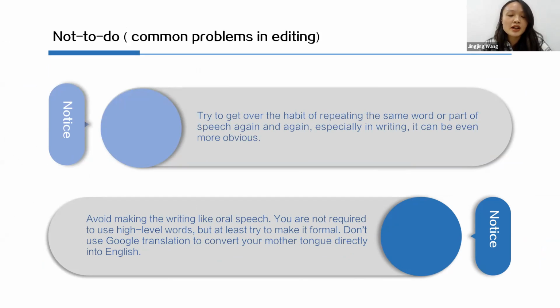Something like this can be unconscious, and some people may be aware of it. This happens more often in oral speech. Like me, myself, maybe I have a problem like this, repeating the same word like "then" too many times. But when it is in a paper, it can be even more obvious and make your paper weird, especially when the repeated word is not so common. So try to avoid this, please.